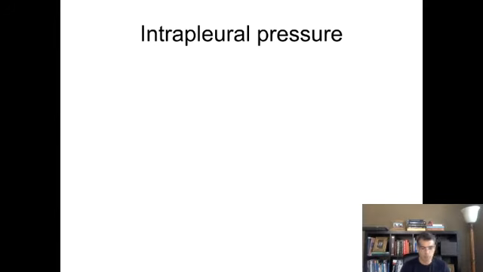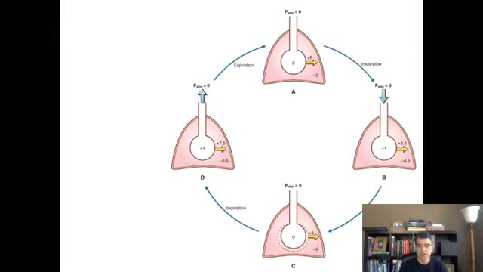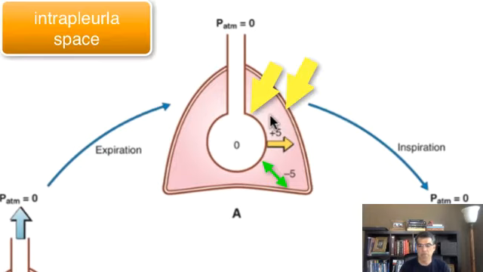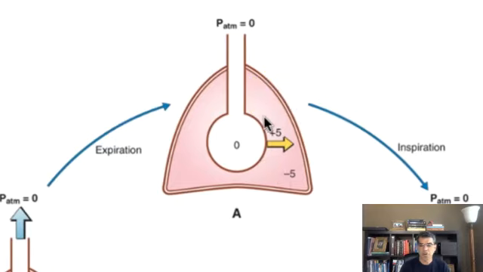What is intrapleural pressure? Let's take a look at this diagram. Let's say this is your lung, and your lung is being covered by visceral pleura, which is this line, and then you have a parietal pleura, which is attached to the chest wall, which is this brown one. The space between visceral pleura and parietal pleura is called intrapleural space. And we mentioned the pressure inside the intrapleural space is negative.